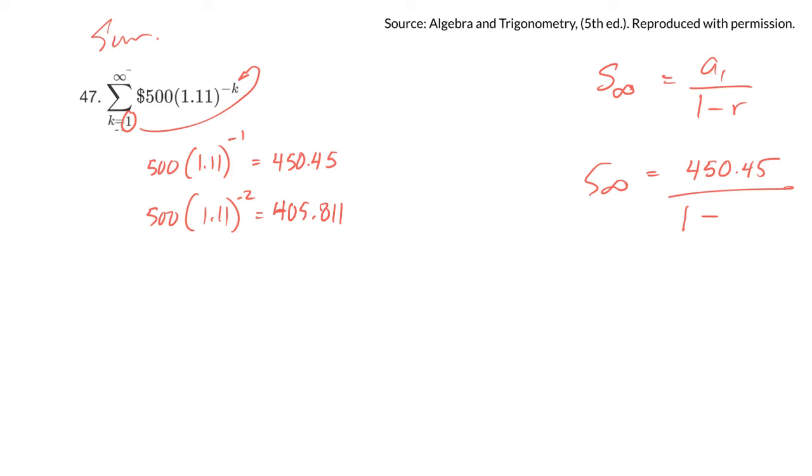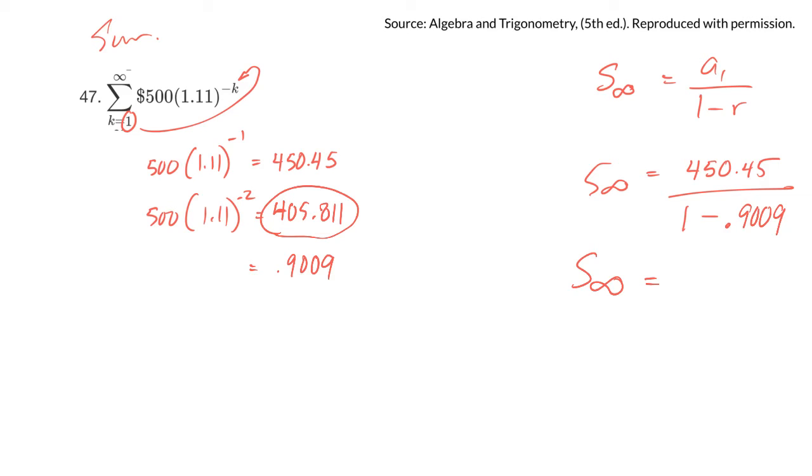Now to figure out the ratio, I just take any term, I'll take this one, and divide it by the term before it. 450.45. And it comes out to 0.9009 as the ratio. So I'll put that in right here, 0.9009. So this infinite sum, and I can do that.